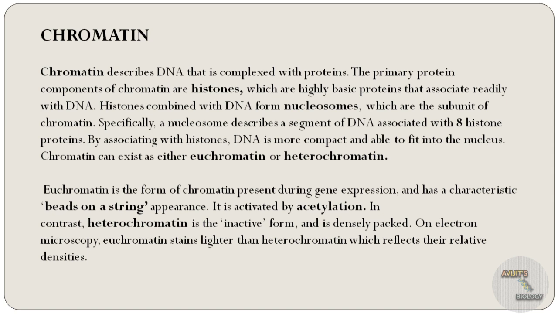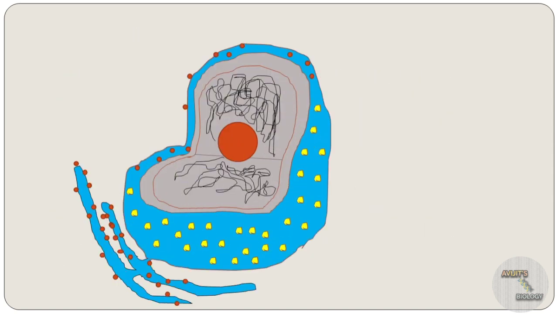Heterochromatin is the inactive form and is densely packed. On electron microscopy, euchromatin stains lighter than heterochromatin, which reflects their relative densities. Crossing over can be seen at the euchromatin region, but at the heterochromatin region there is no presence of crossing over. Now let's look at the structure of the nucleus.